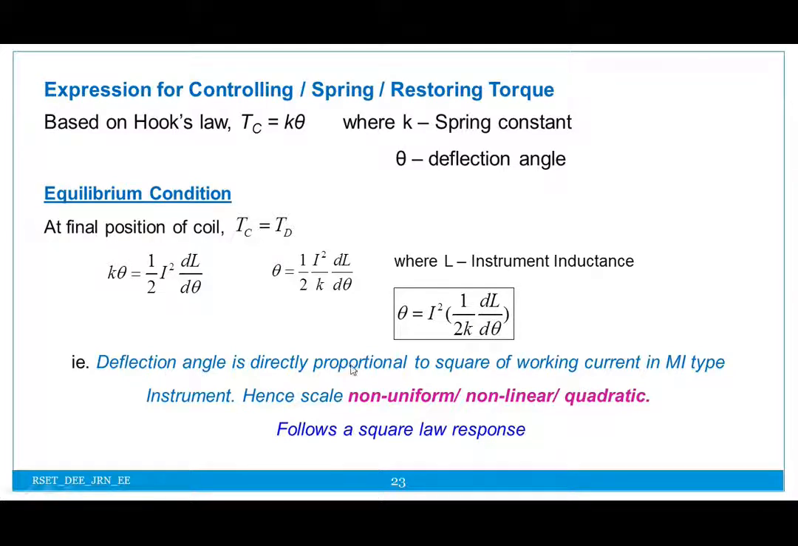So the deflection angle is directly proportional to the square of the working current in the MI instrument, similar to that of the dynamometer type. Hence, the scale is non-uniform or non-linear, or even we can say it as quadratic. We can otherwise say it follows a square law response.